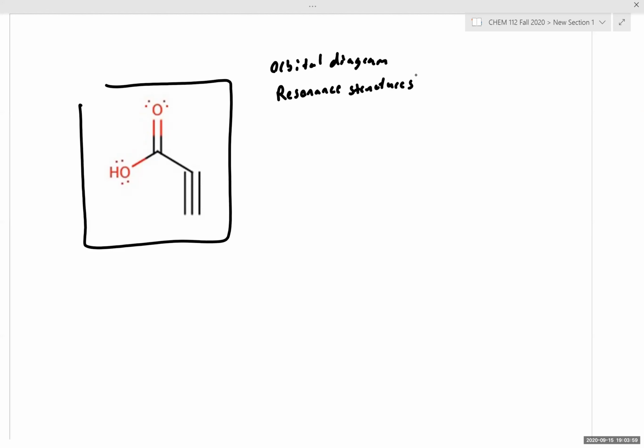And don't be shy to use the annotate tool to draw out the structure and clearly label the p orbitals involved in bonding and resonance delocalization. And we'll discuss this example in about 2 to 3 more minutes.